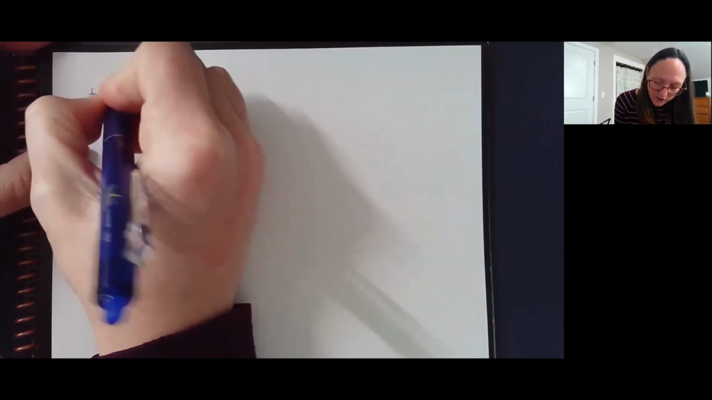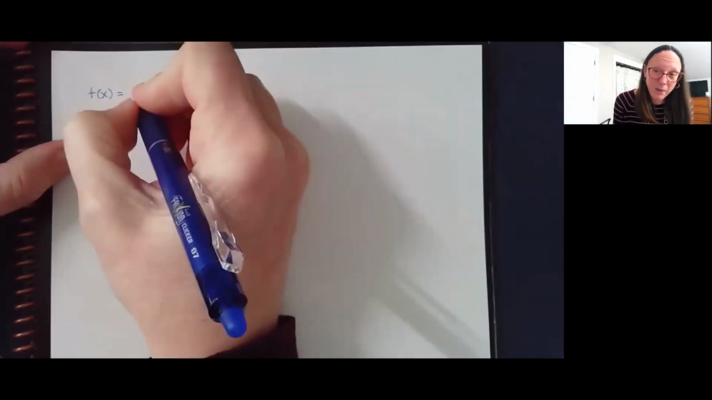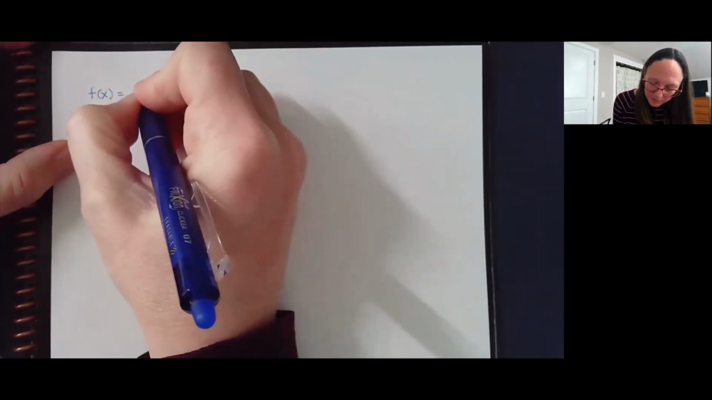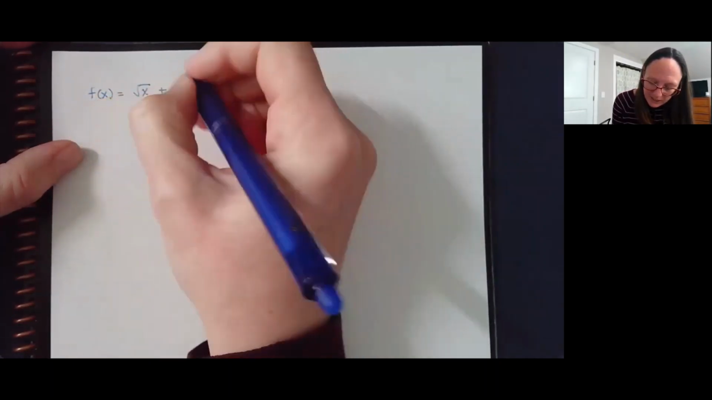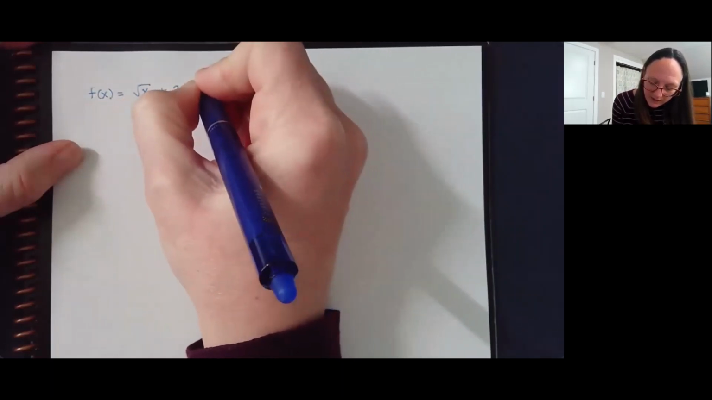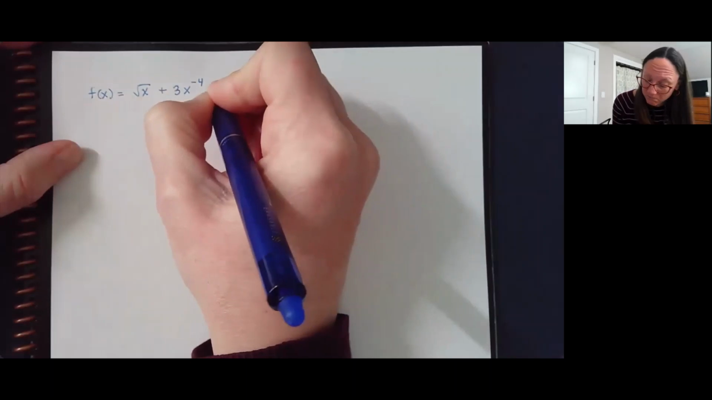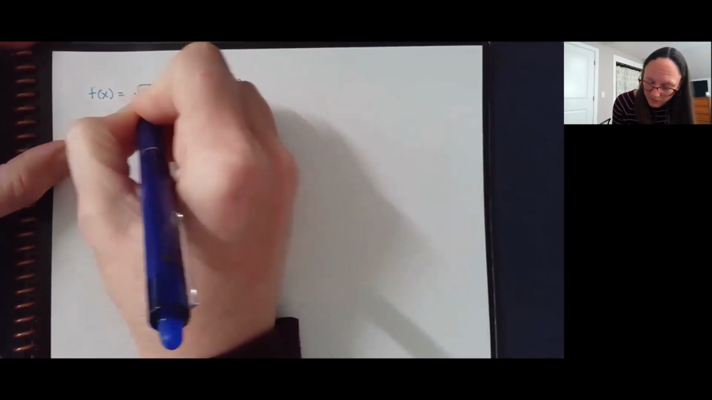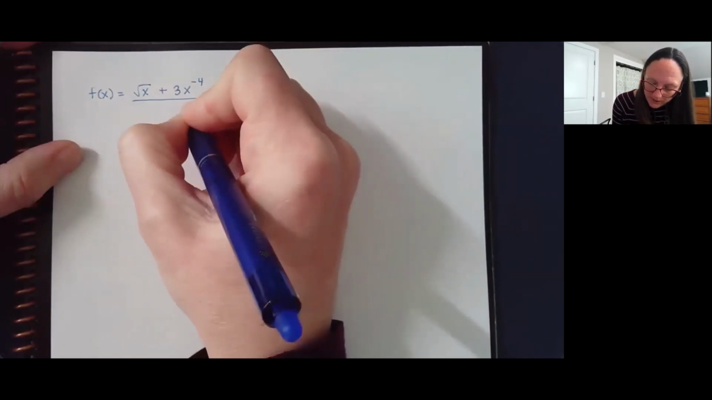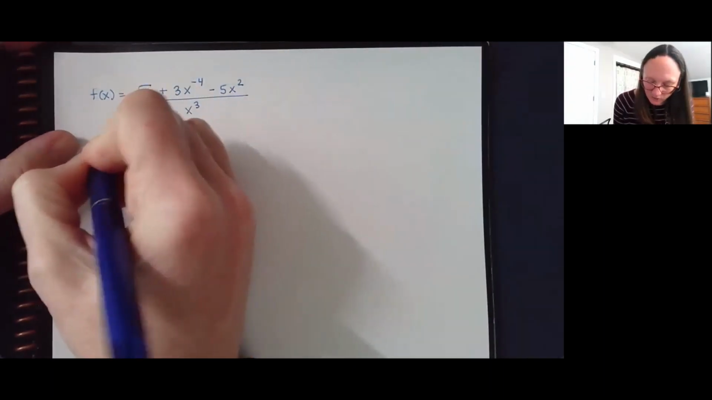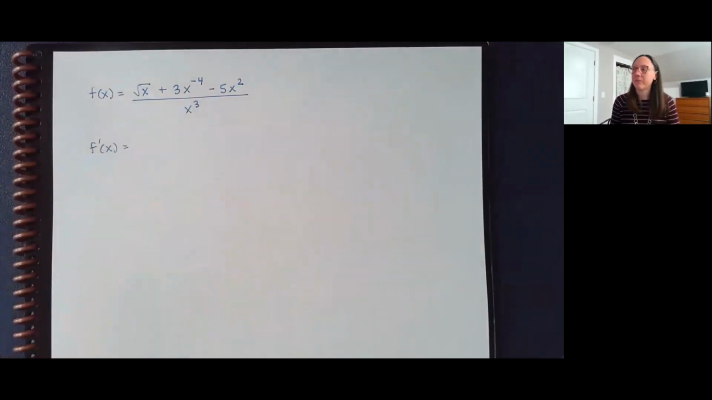So if my function looked like, I'm going to make it gross, the square root of x plus 3x to the negative 4th minus 5x squared, all over x cubed. And I asked you to find the derivative.